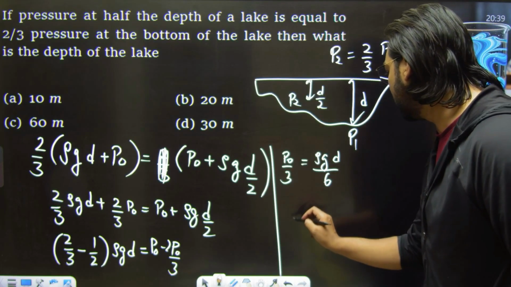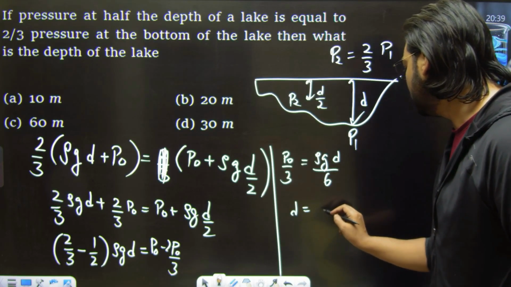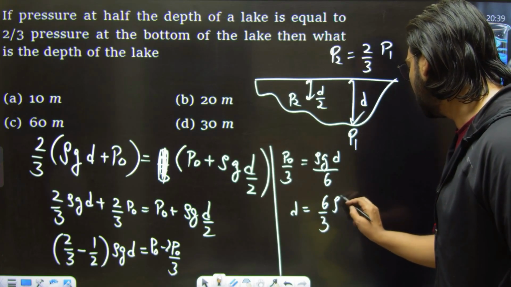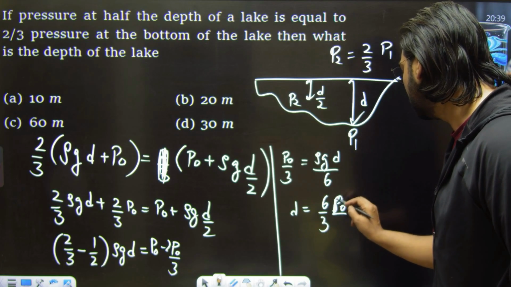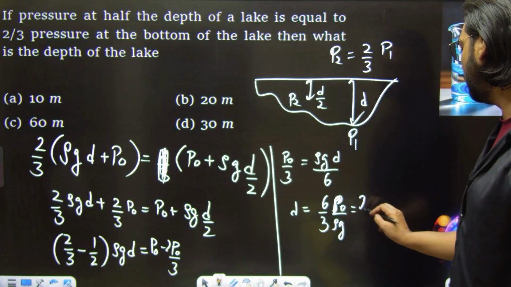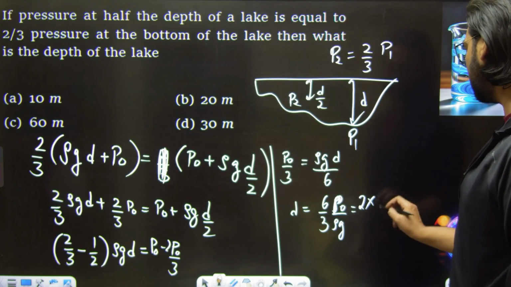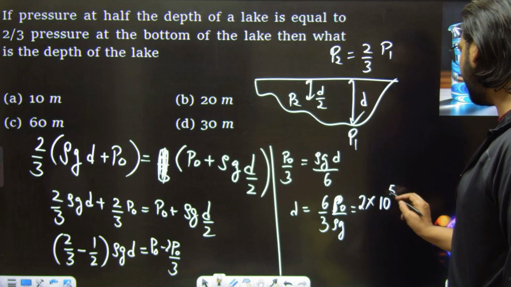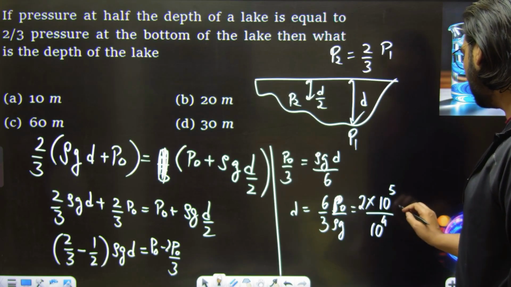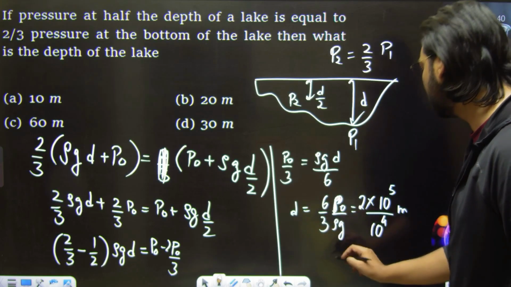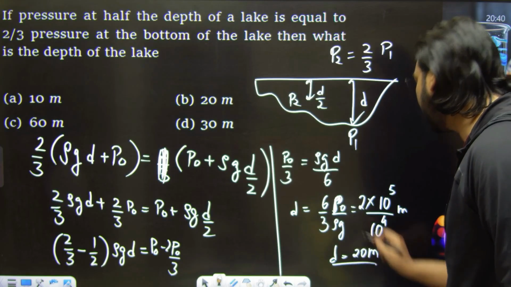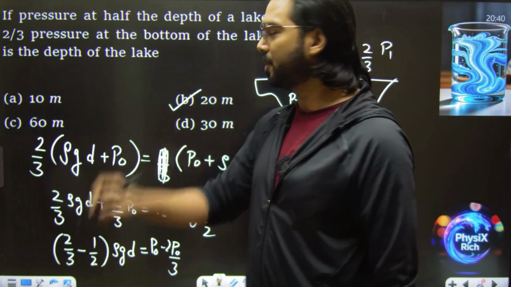So I get D equals 6 by 3 times P naught upon rho g. So this is going to be 2 times. P naught is, well, technically close to 10 to the power 5 Pascal, and rho g is, as we saw in the previous question, 10 to the power 4. And my depth is now 20 meter. Okay, so my correct answer is option B.